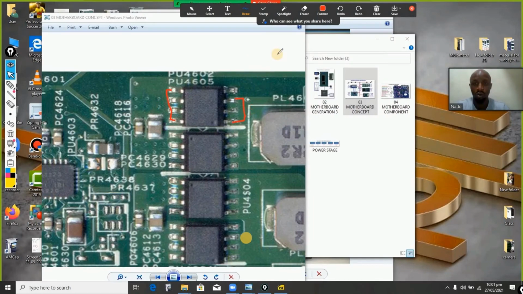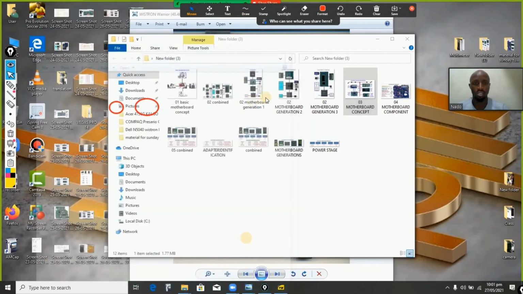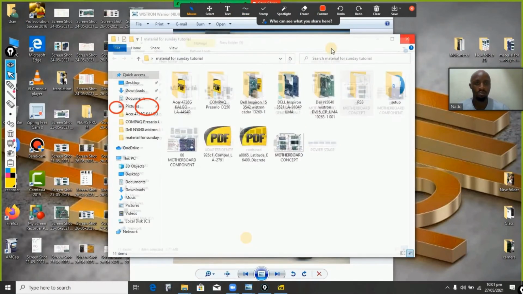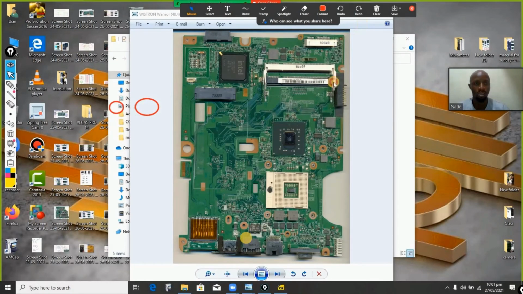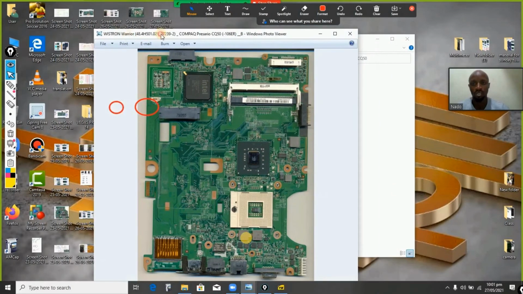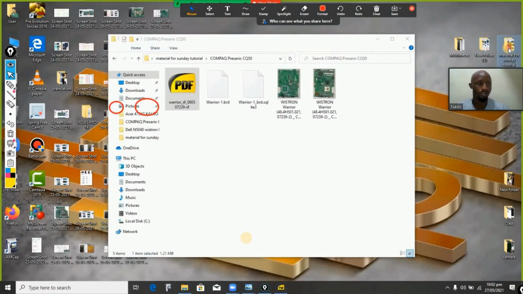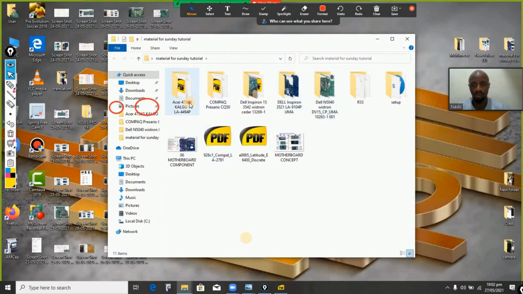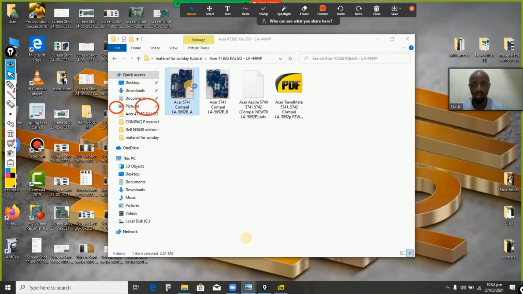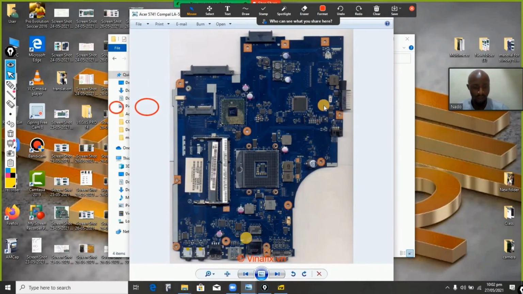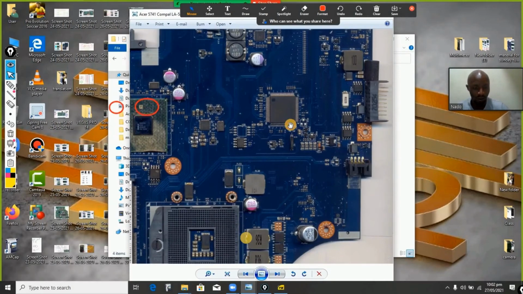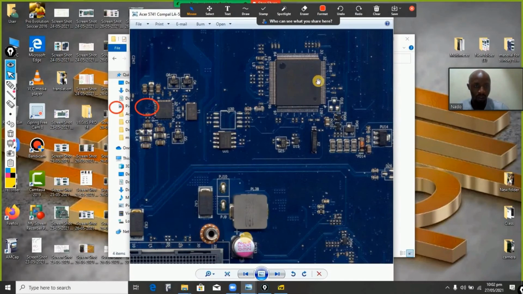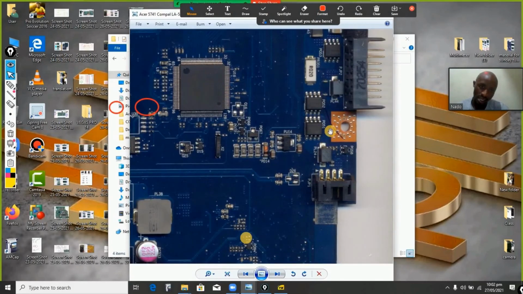For instance, whenever we are talking about those two MOSFETs that control 19 volts, no matter what, they will use two MOSFETs, or if they don't use two MOSFETs, they will use a single diode and a MOSFET. No matter how, there's going to be two switches there. And let me open a board here. If you look at these MOSFETs here, these two MOSFETs here. Let me show you clearly.